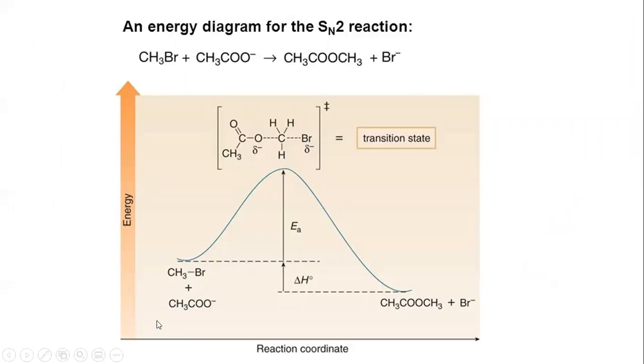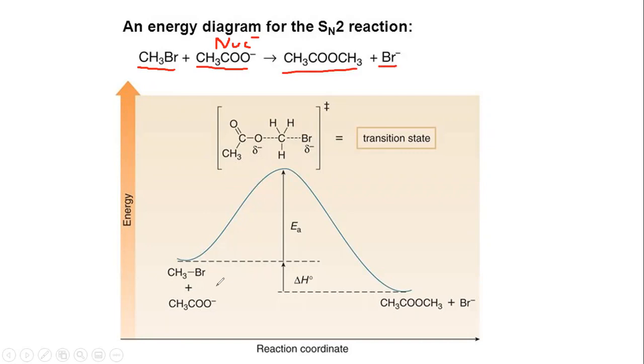So again, this is the characteristics of an SN2 reaction energy diagram. Make sure you know the different characteristics. So here we have methyl bromide. So this will undergo SN2. We have our nucleophile, which is the acetate ion. So it's electron rich. And then we get our substituted product and bromide.